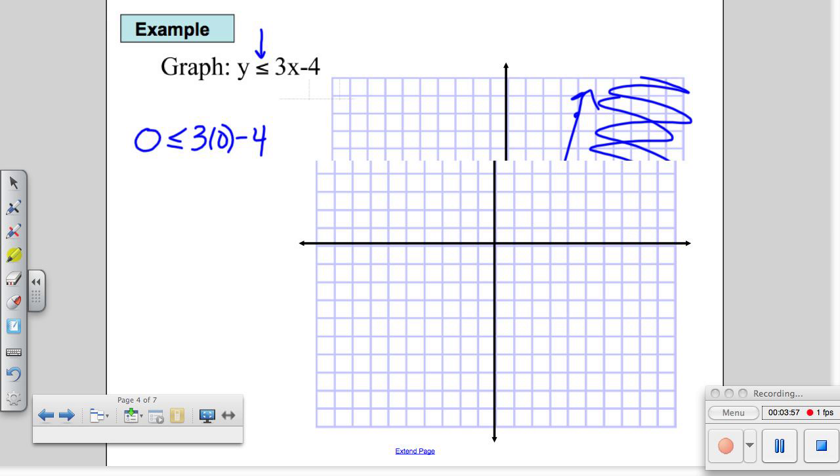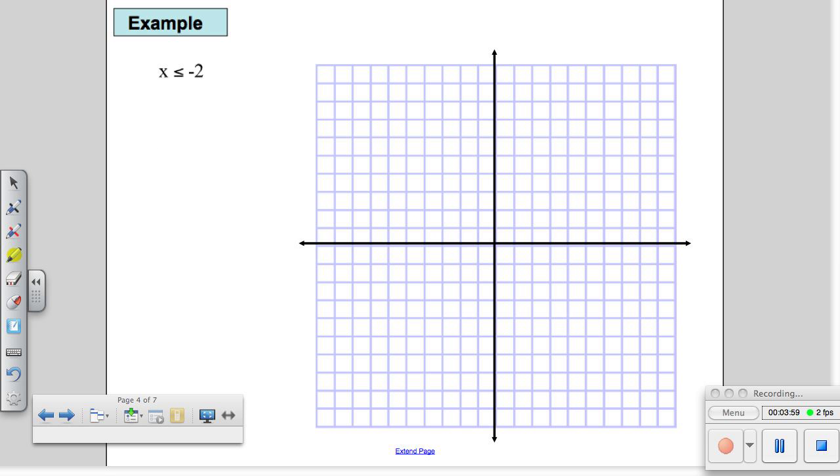Let's look at another example. x is less than or equal to negative 2. Now, the first thing we need to think about is the line x equals negative 2. That's going to be a vertical line at negative 2. And it's going to be solid because of our equal to sign.